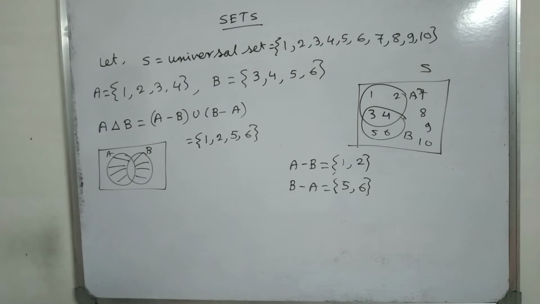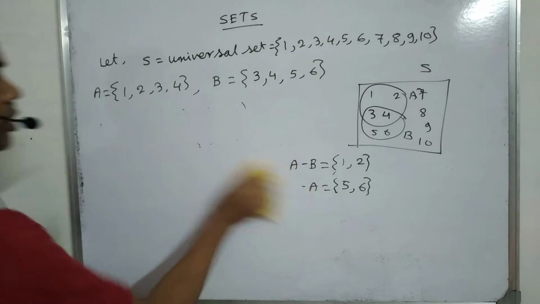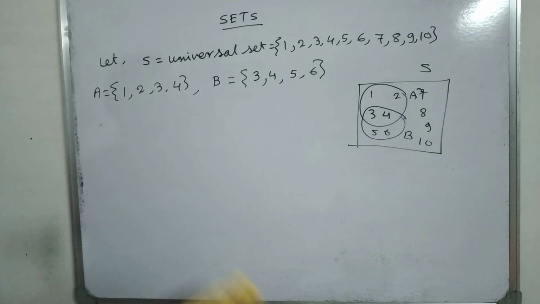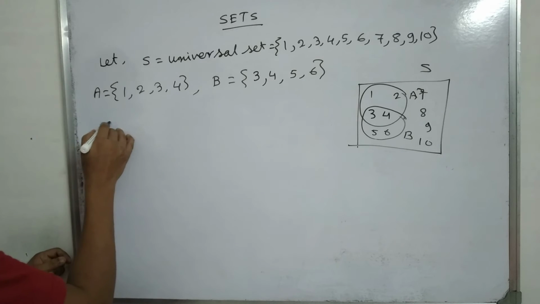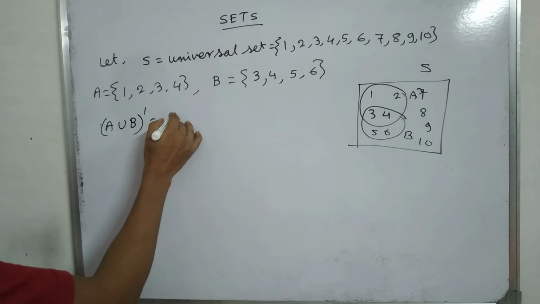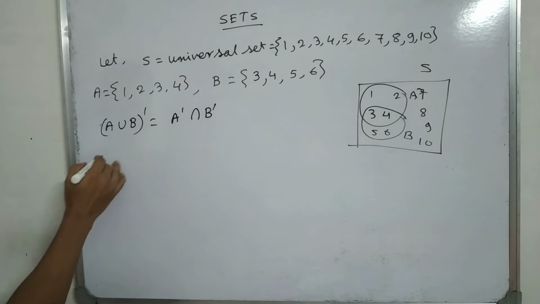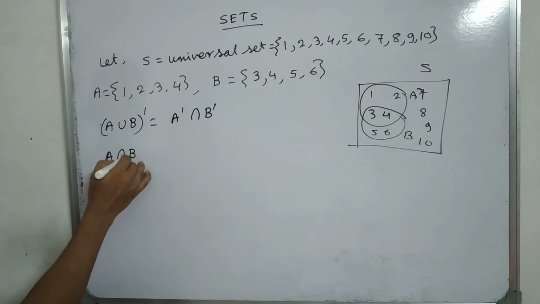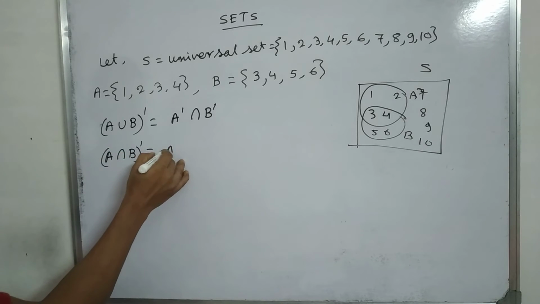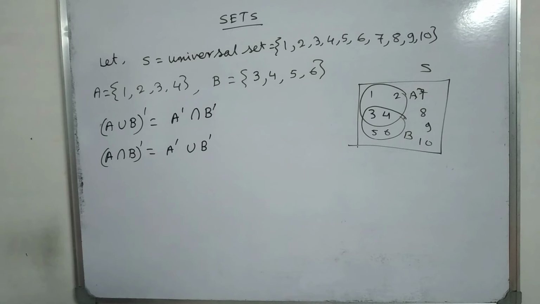Now we verify De Morgan's law. What is De Morgan's law? De Morgan's law is: A union B whole complement is equal to A complement intersection B complement, and A intersection B whole complement is equal to A complement union B complement.